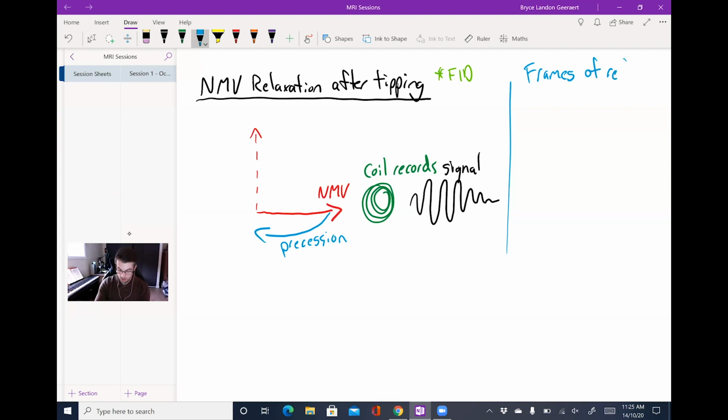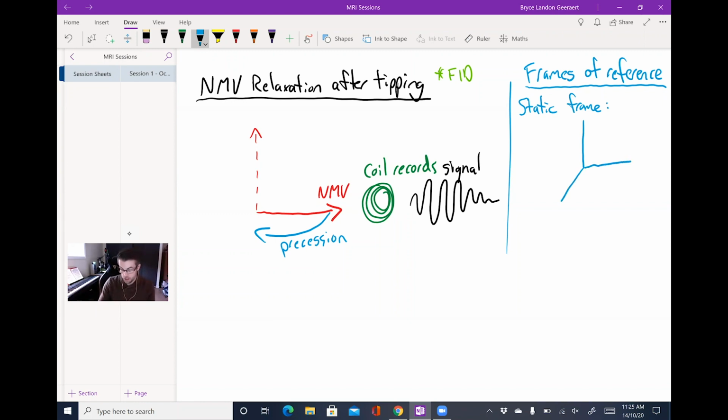I talked before the break about the static frame, or the lab frame, versus the rotating frame with the help of that video. So there's two ways to talk about the NMV. First, we're going to have the static frame of reference. And I just want to touch on this briefly, but it is important to keep track of what the visualizations I'm talking about actually mean.